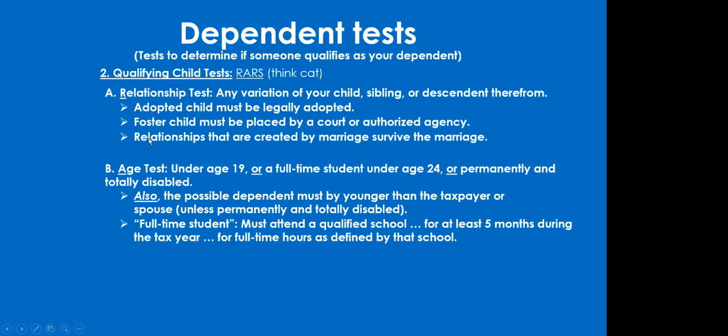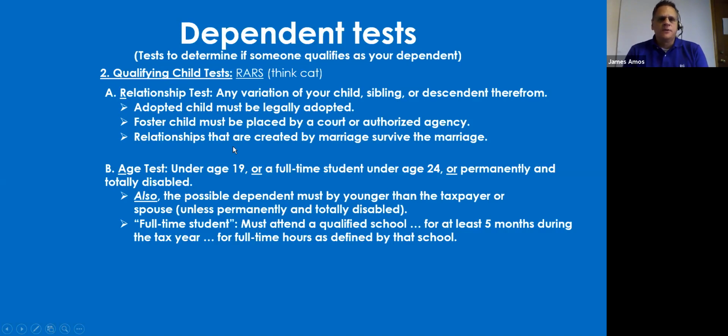Now, there's a special rule here that says relationships that are created by marriage survive the marriage. Let me say that again. Relationships that are created by a marriage survive the marriage. What does that mean? For example, let's say you get married to someone and now that person's children are your stepchildren. Legally, they're your stepchildren. You can claim them on your return as if they were your own children.